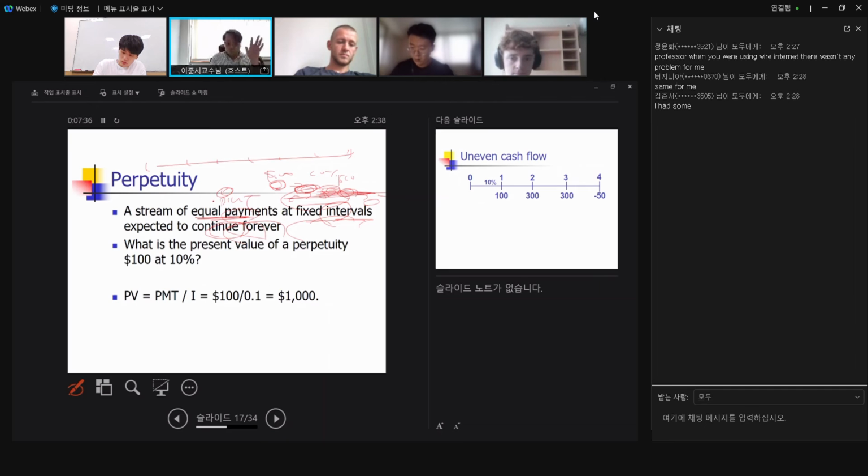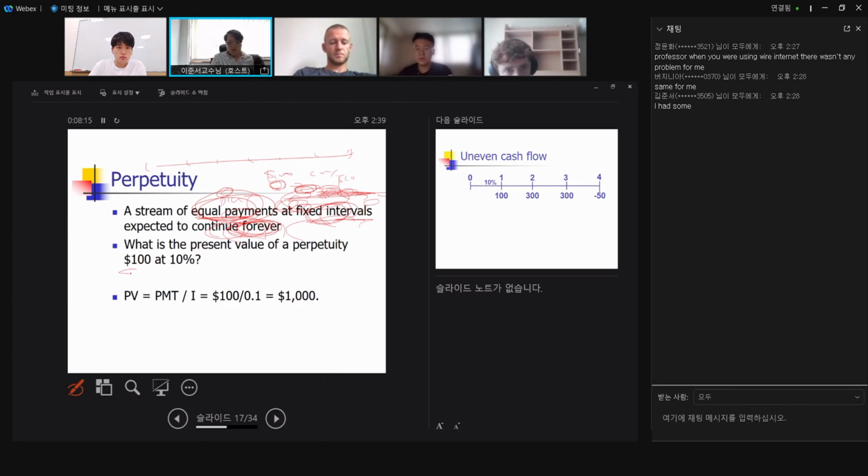So this is a possible financial instrument in real life. This one is called perpetuity. Perpetuity means we can receive equal payments at a fixed interval forever. And we can calculate the value of this kind of cash flow stream. How? You can recall the formula, which is just the same as the sum of a geometric series.